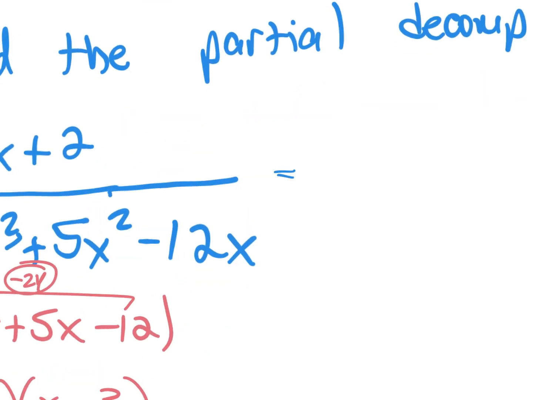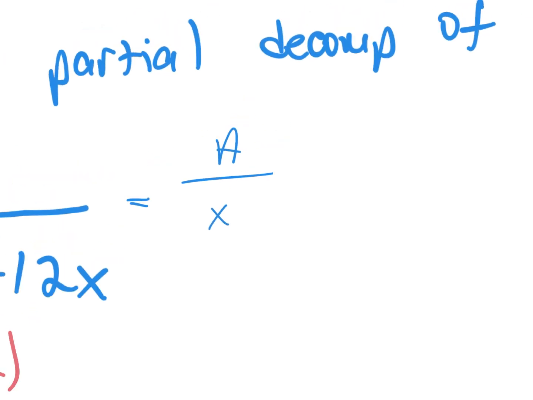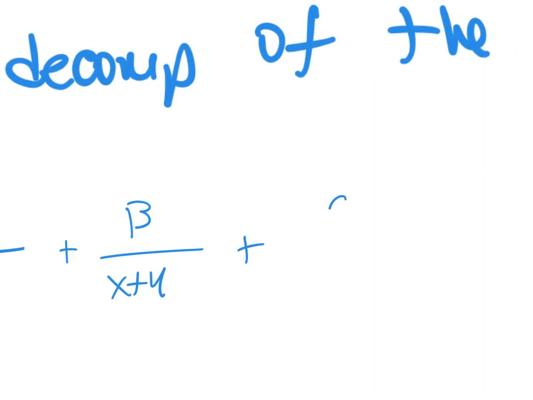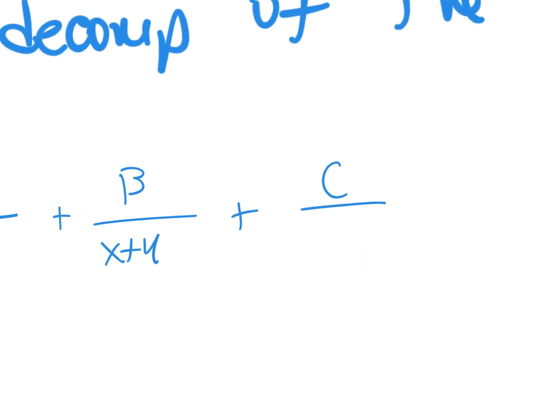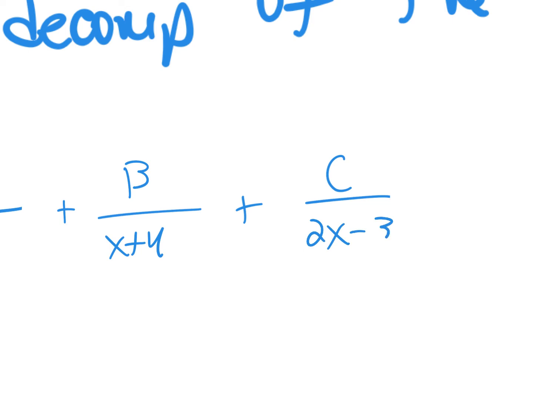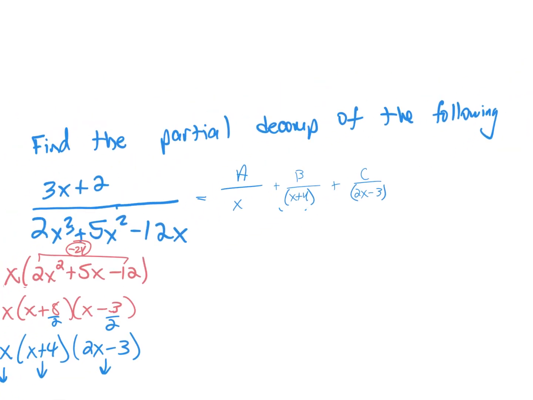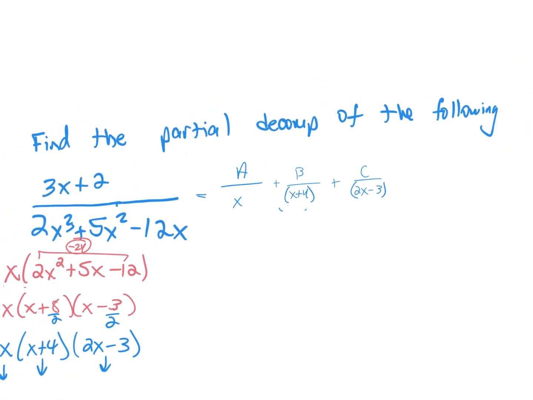3. I have A, and I'm just going to put it over x. B, I'm going to put it over x plus 4. And then my C, what was it, 2x minus 3? Yep, 2x minus 3. All right, everybody with me? We've done nothing different from the other problems that we've done today.